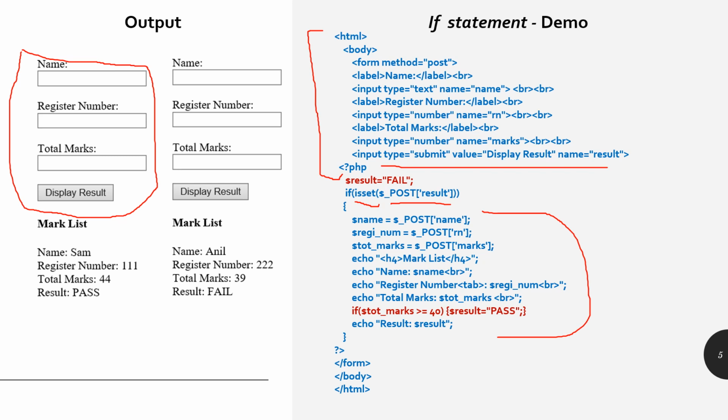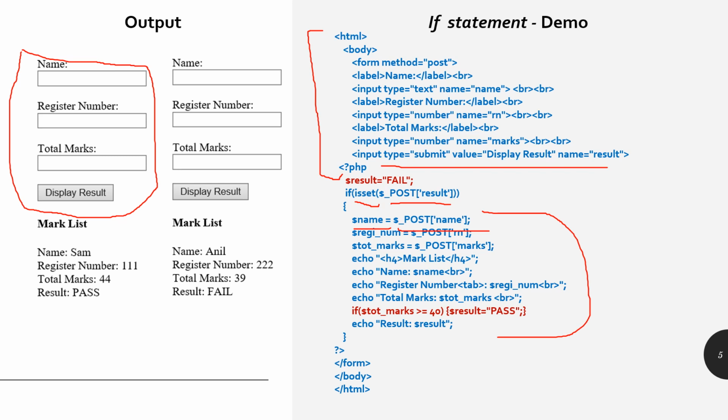In the block, it is specified that $_POST name gets the name from the user through this form. That is the meaning. So whatever we get from the form will be stored in this variable. The name will be stored in this variable. Similarly, the register number and the total marks. All these things will be stored in these variables.